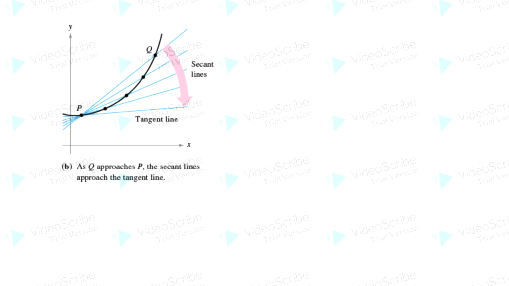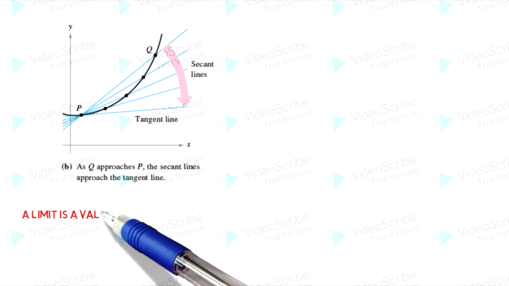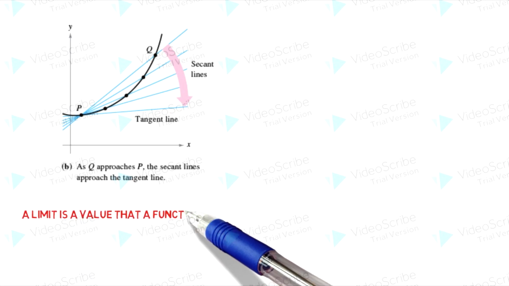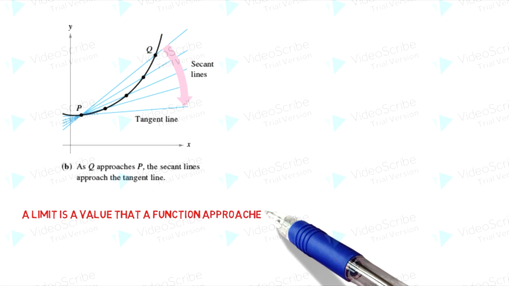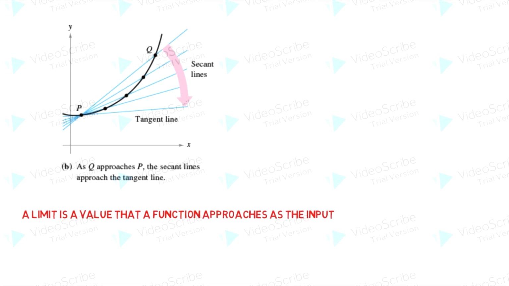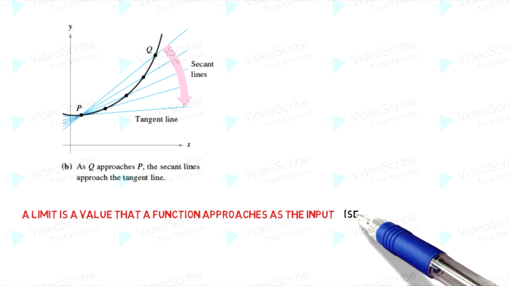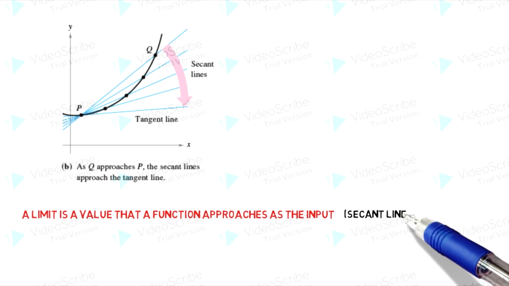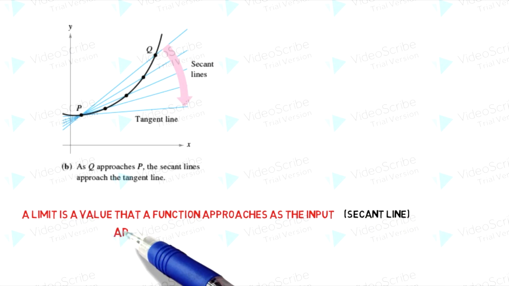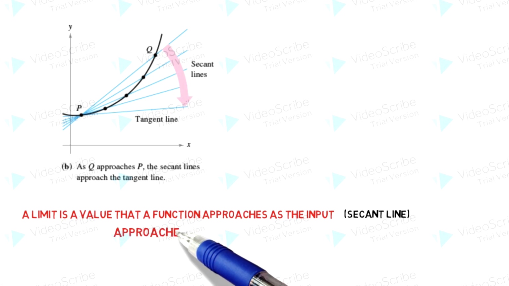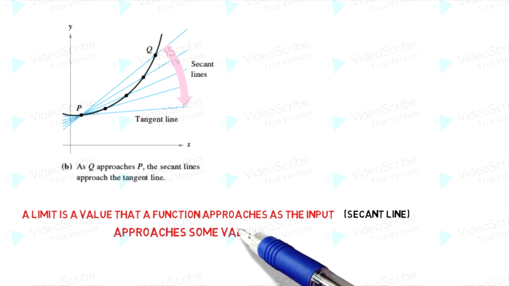So as point Q approaches point P, the slopes of the secant lines approaches the slope of the tangent line. The slope of the tangent line is precisely the limit of the slopes of the secant lines, which ultimately determines the instantaneous slope at the point P. So a limit is a value that a function approaches as the input, which is the secant line, approaches some value, which is the tangent line slope.